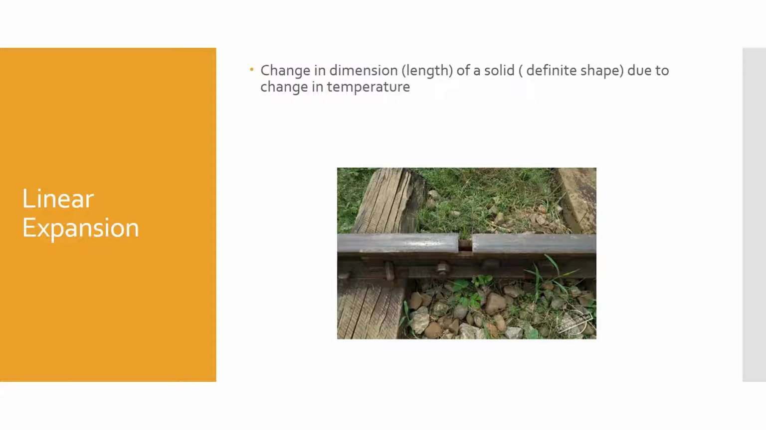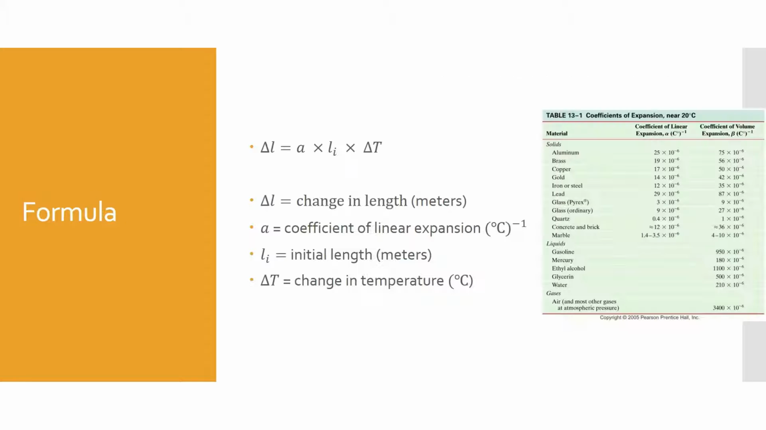So take this railway track here. As you can see, there is a small gap in between the iron rails. This is because the workers are accounting for the linear expansion of the iron rails when the rails are heated due to the sun. We can calculate the linear expansion of a material using this formula right here of alpha times initial length times the change in temperature. Alpha is the coefficient of linear expansion, and every material and every solid has a different coefficient of linear expansion, as you can see from the table on the right.